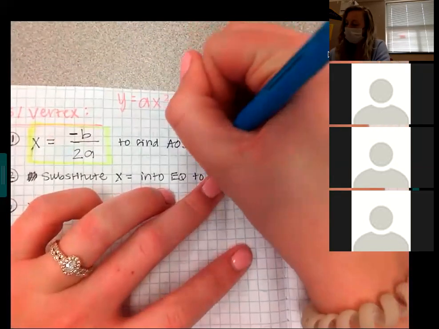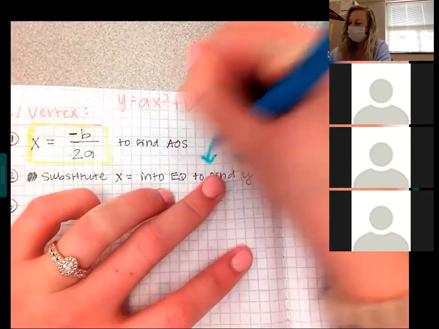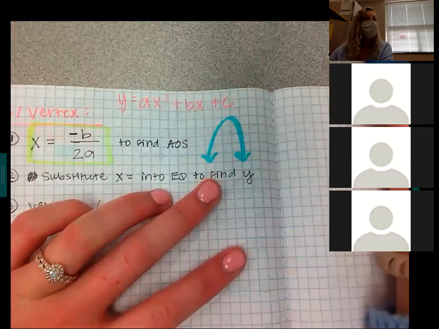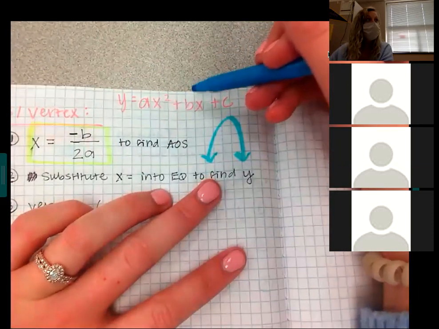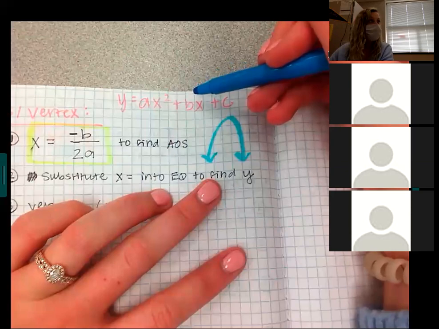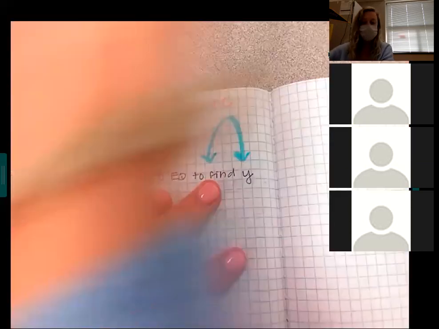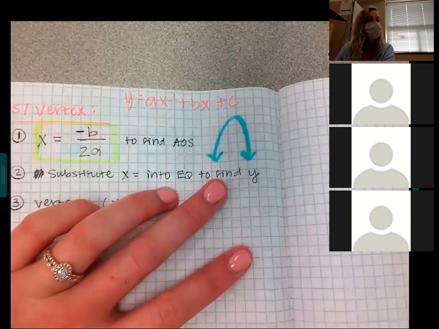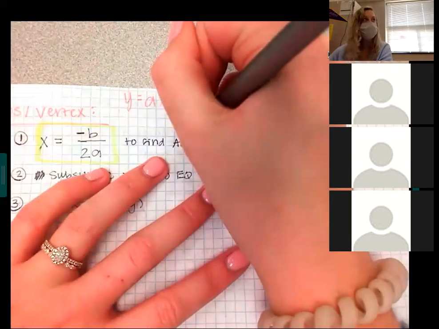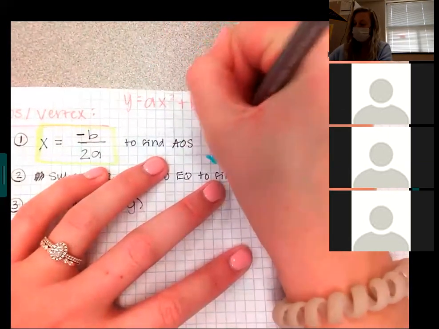So look, I'm just going to draw a parabola. B is the middle number. Does everybody agree with that? Okay, well, let's think about it. When we have a parabola and we're trying to find the axis of symmetry, aren't we splitting it down the middle?